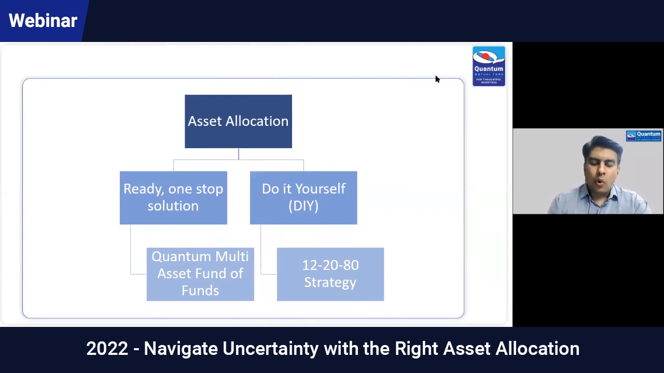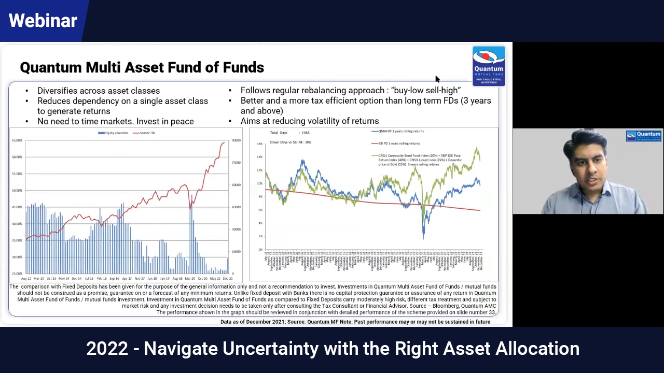So solutions like the Quantum Multi-Asset Fund are available, which help you generate a steady return that could be better than your fixed deposit. So if you are trying to move out of your fixed deposit, that could be a place for you. Or you could say that so far I have banked on fixed deposit and it doesn't work for me, I should really move towards an asset allocation that works for me over a long period of time. Then do it yourself, and a 12-20-80 strategy, which we'll talk about in more detail, is how you can do it. So first, a ready-made solution is the Quantum Multi-Asset Fund.